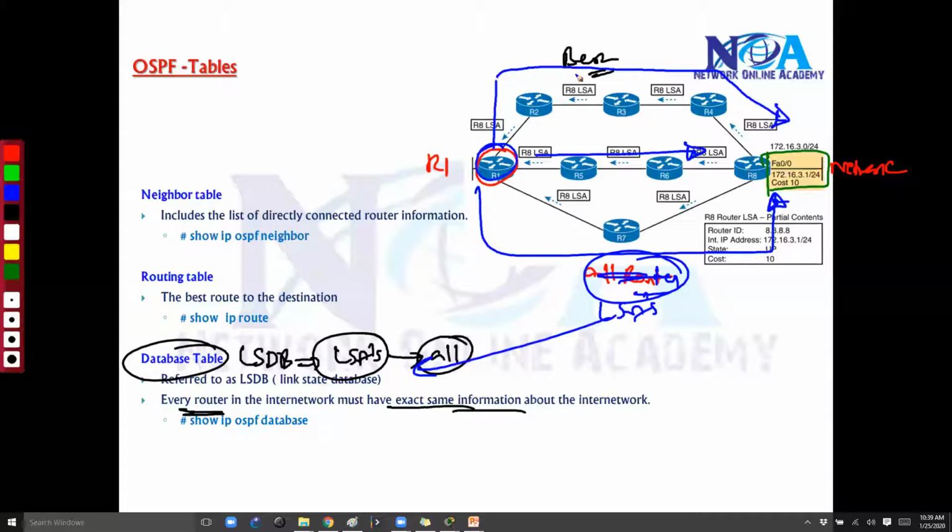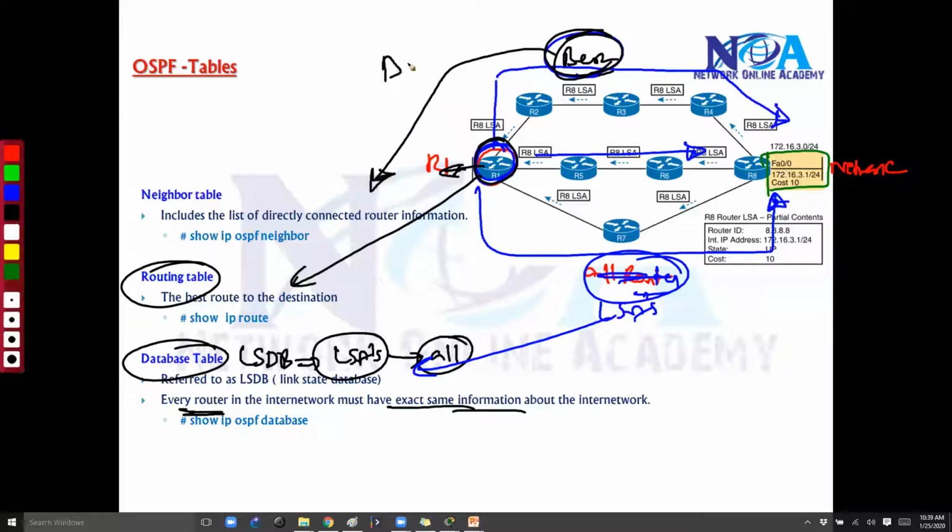And the information about the best route, or if you want to see which route is used by the router to forward the packet, you will see that in the routing table. So the routing table contains the best route to the destination. Like out of these three routes, this one will be in the routing table, assuming this is the best. Of course, it will calculate based on the bandwidth. We'll talk about that in the OSPF metric topic. And that best route you'll find inside the routing table.